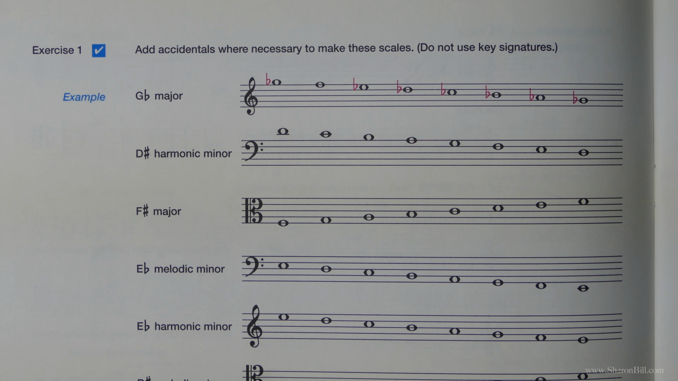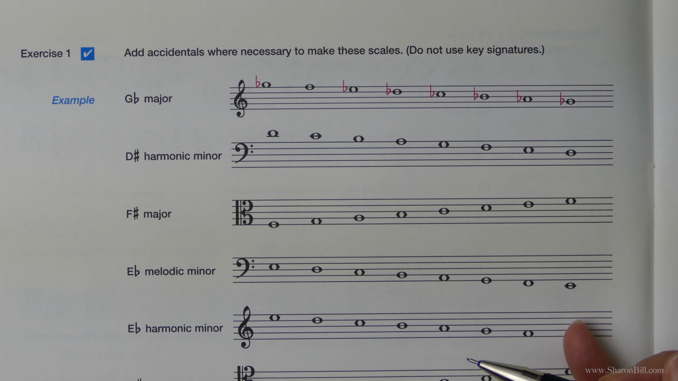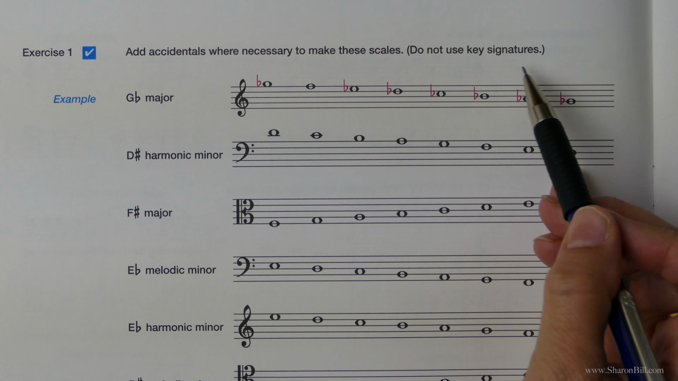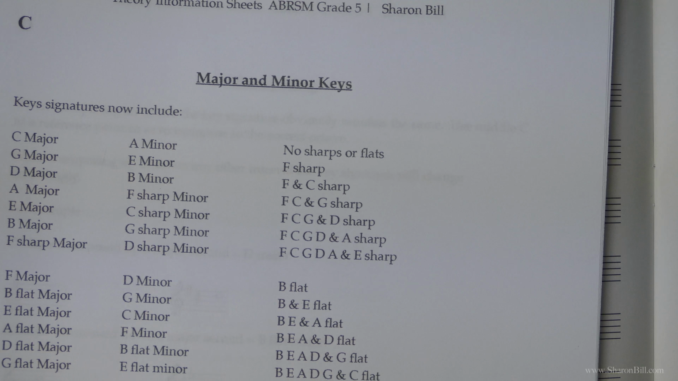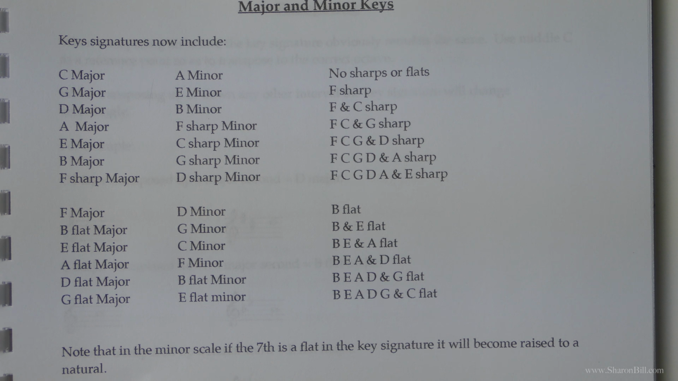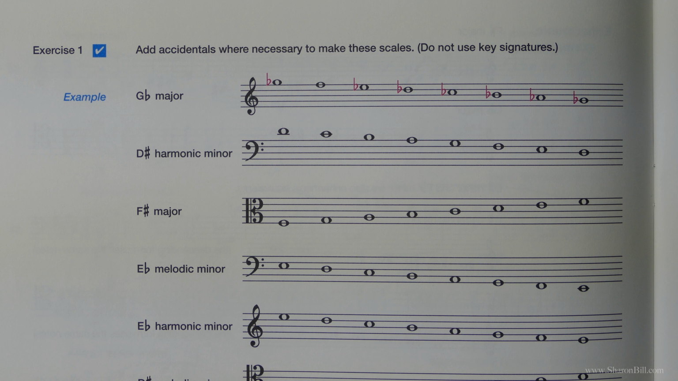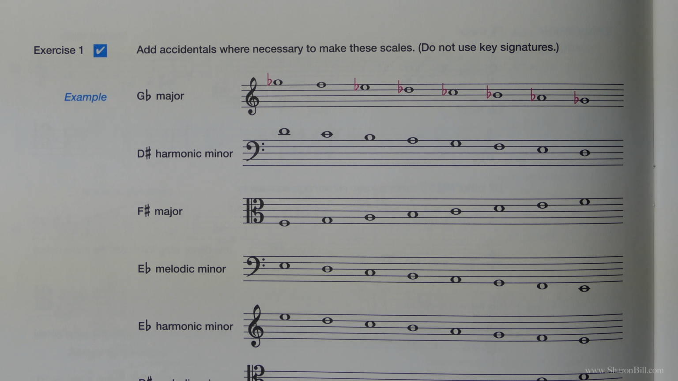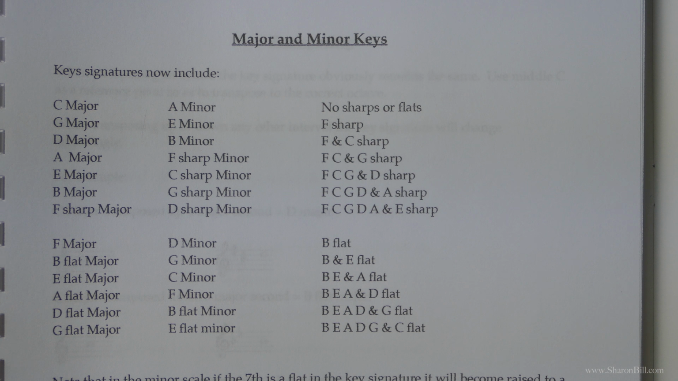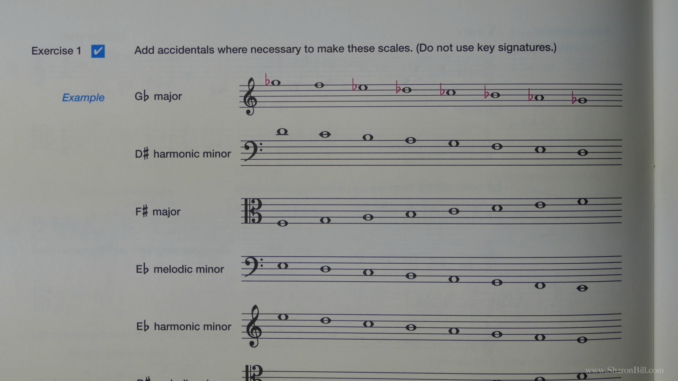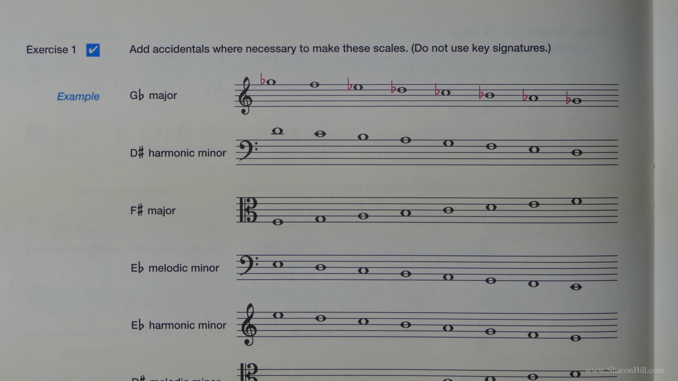And so we've got some scales to have a go at adding accidentals. It says do not use key signatures, however you need to bear the key signatures in mind, so by all means refer to this for now until you've got used to writing those out for yourself. It's the same keys from grades 1, 2, 3 and 4, and then just the new ones added on to extend that list, so it's not all new material.